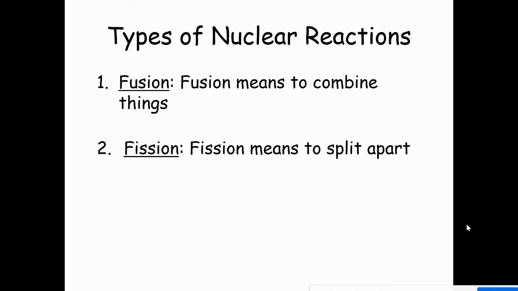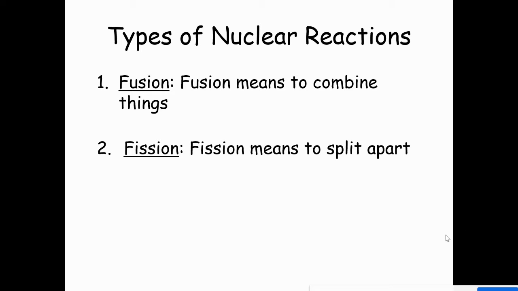All right, so today we're going to be talking about types of nuclear reactions. Those two types are fusion and fission. So, if we think about the word fuse, hopefully that means to you that you're putting things together. And so, the word fusion also means the same thing. It means we're going to be combining things. Fission is opposite of that. That means we're going to be splitting something apart.